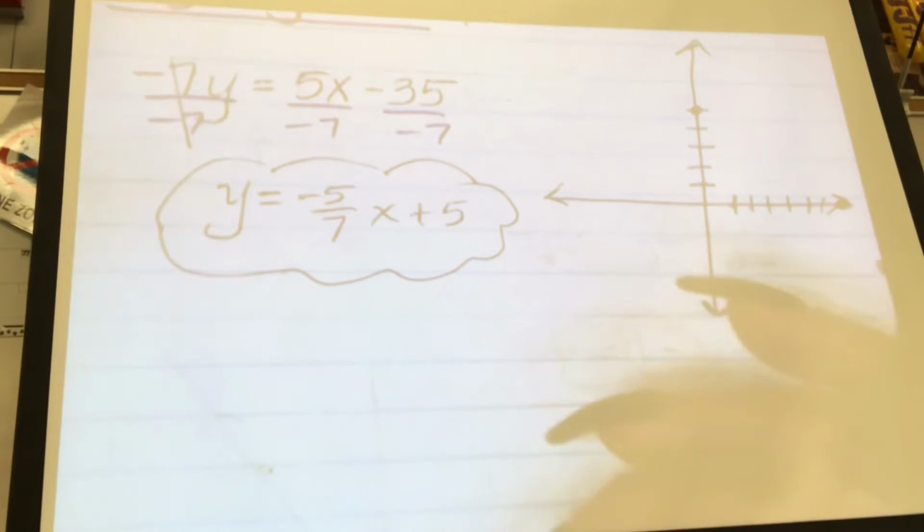All right, if you don't have a calculator, you get to stand up. Just stand up today. That's ridiculous. Who else doesn't have a calculator? Just stand up.